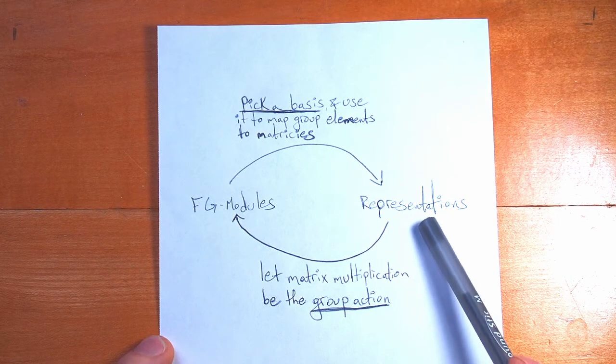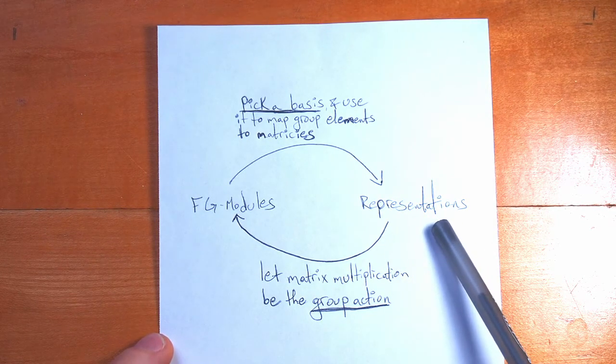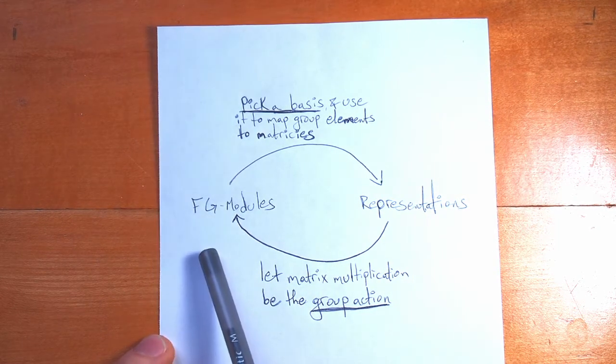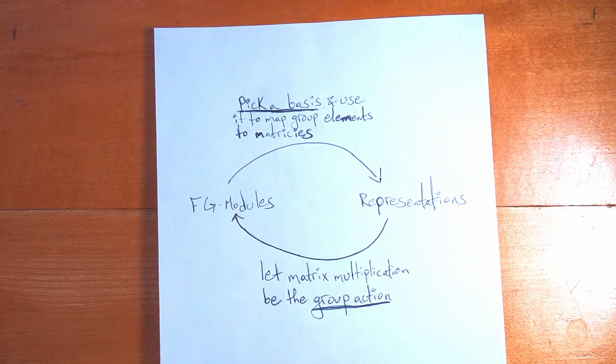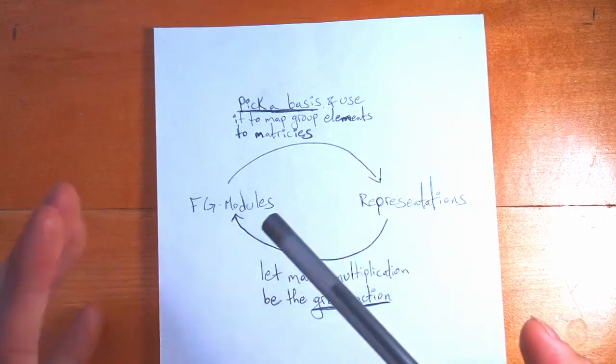Right? Your representation is going to be over some field F and have some degree n, and you just look at the vector space V equals F^n. So these two guys are really talking about the same things, just from slightly different viewpoints.